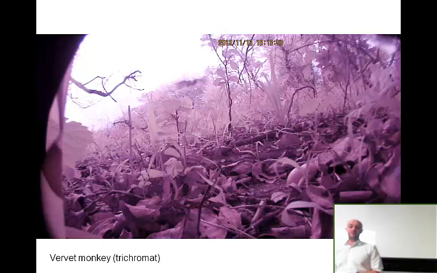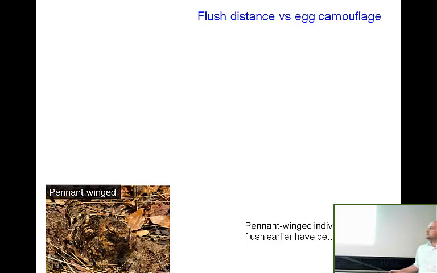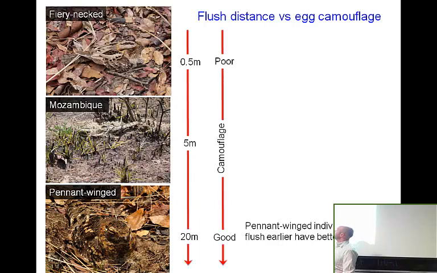One of the other things we find is that the behaviour of these birds can affect their camouflage or vice versa, in that if you look at just the pennant winged, and this is very provisional data, we find that individuals which flush the nest earlier, so they flee the nest when a predator comes near, tend to have eggs that are more camouflaged. So they're exposing their eggs earlier, so those eggs need to have better concealment. And one of the interesting questions will be to compare these species, because the fiery necked really don't flush at all, and you can almost touch them, and their eggs really don't look that well hidden, whereas these other ones flee the nest much earlier.